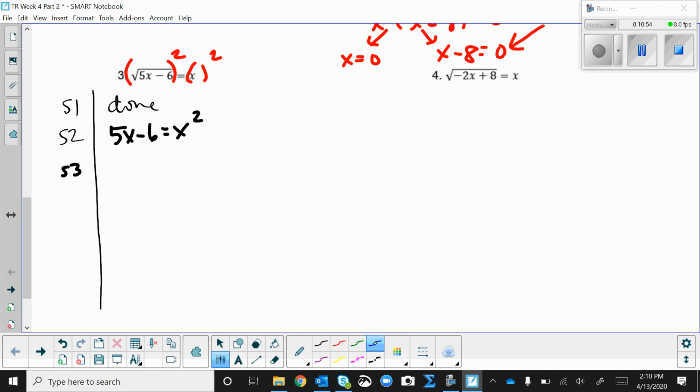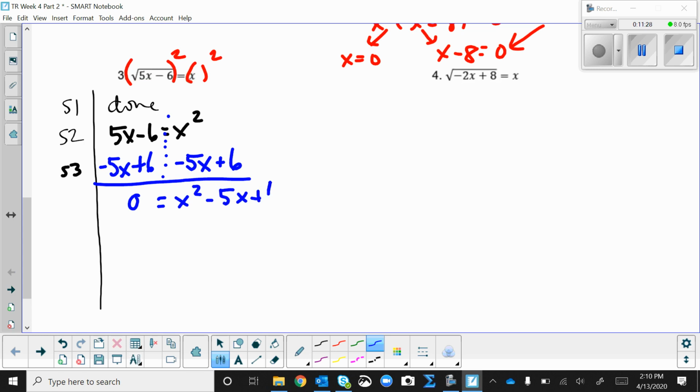So I have two things on the left, 5x and negative 6. We're going to move both of those over by making them opposite. So the opposite of 5x is minus 5x, and I have to do that to both sides. And the opposite of negative 6 is plus 6. And I have to do that to both sides. So everything on the left cancels and gives me 0. And on the right, I'm going to write these in standard form. x squared minus 5x plus 6.